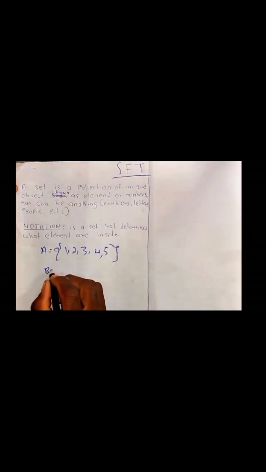And let's take for instance B equals A, B, and C. So what kind of notation set is this? It's a set containing the letters A, B, and C. We have to list all the members inside set B. So when we list all the members, that is our notation, because notation is all about determining what elements are inside our set, either set A, set B, or set C. That's all about notation.